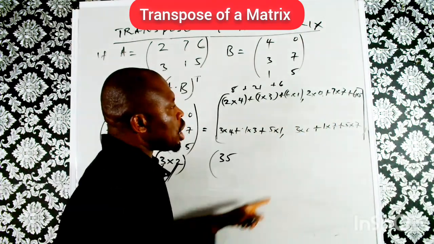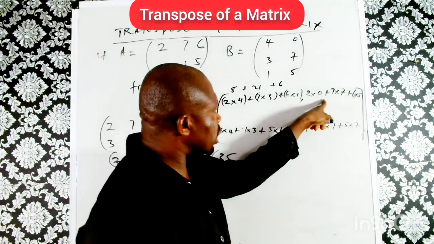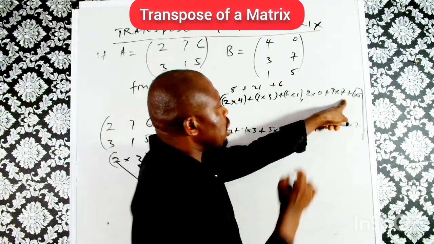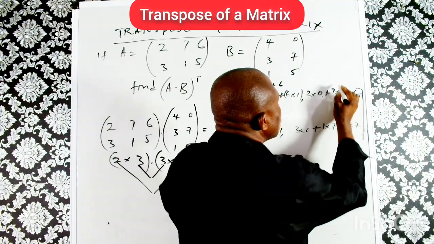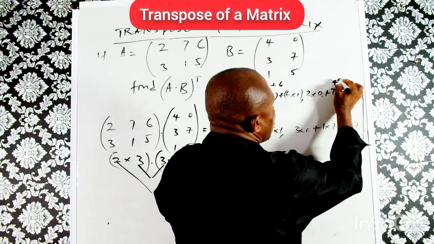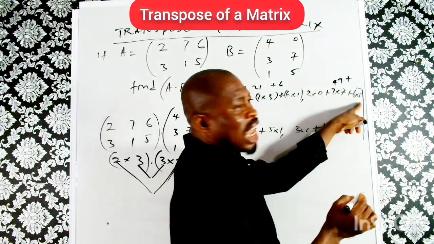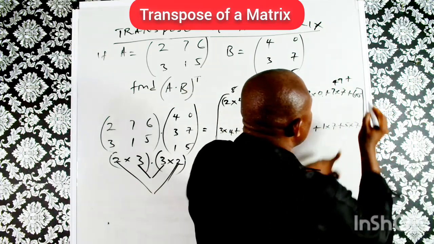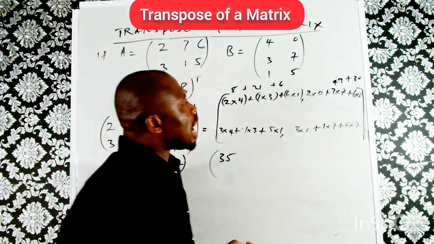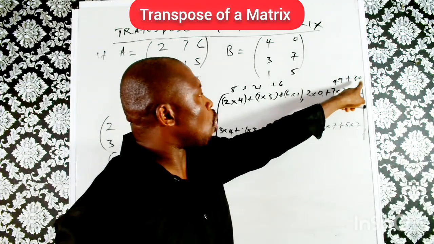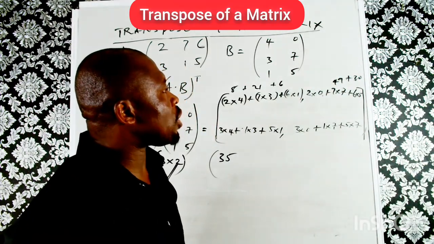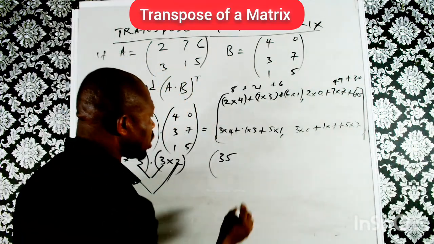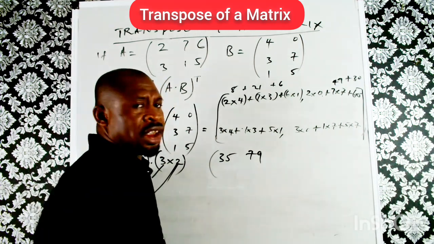I will now come here. 2 times 0 is 0. 7 times 7 is 49. Plus 6 times 5, which is 30. Now, 30 plus 49 will give us 79. So we can now have 79 here.